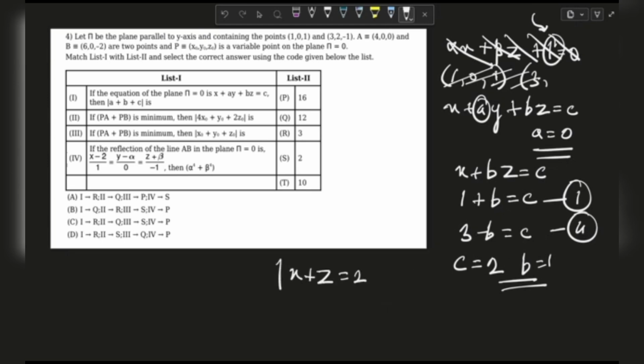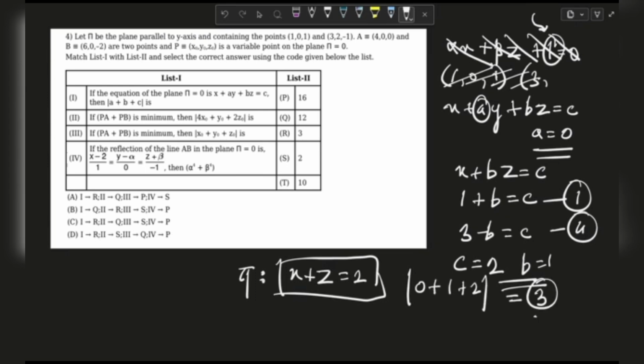This is the equation of pi, the plane. I really messed up in the beginning. I don't know why, but anyways. So we have to find out modulus of a plus b plus c. So a is 0, b is 1 and c is 2. So this answer becomes 3, which is your R. So let's move on to the next part.